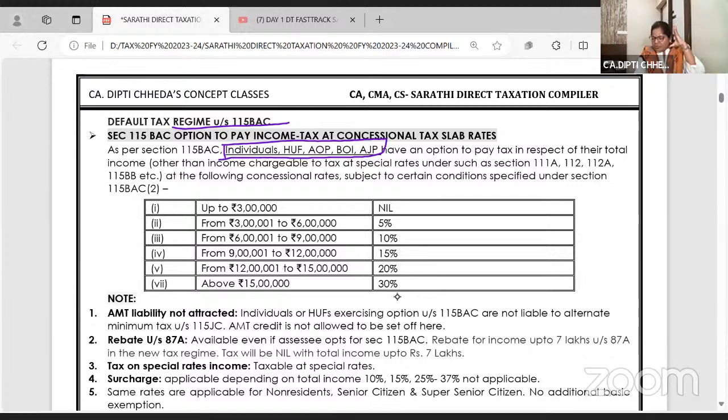But today's lecture is very important. Coming final exam, 115BAC, your normal tax regime, compare and calculate the tax, they will ask.